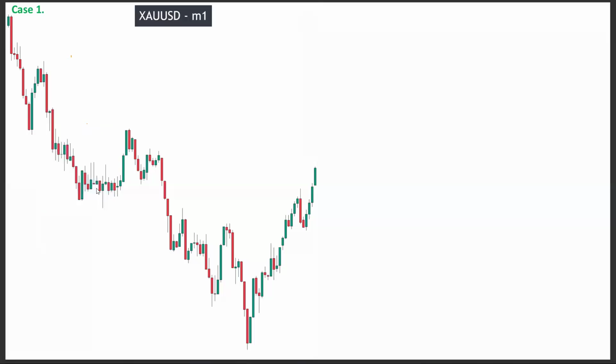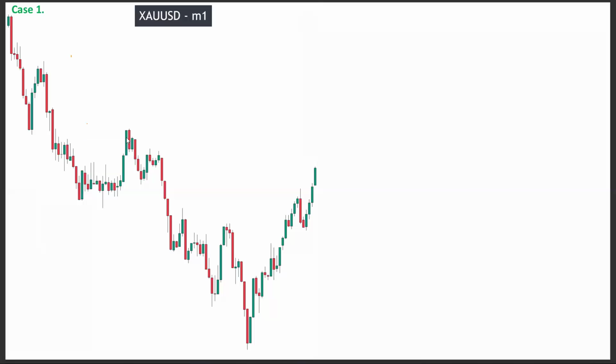Now, we want to judge if this is actually a valid pullback as well. You can see this Marubozu candle here created a range. You can see price was closing within this first Marubozu, so this is a range. This is the highest level of the range. You can see this Marubozu candle closed above this highest level. You can see above it.